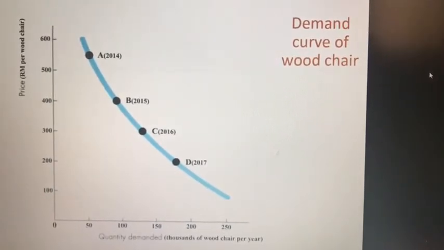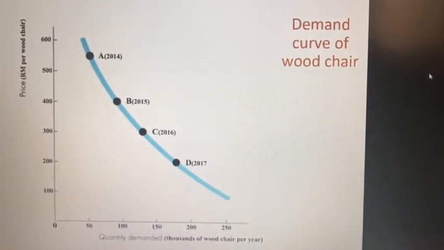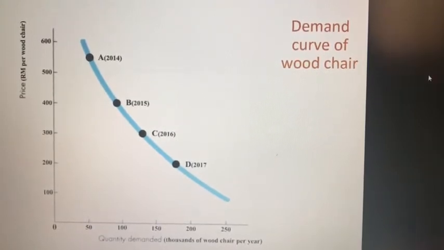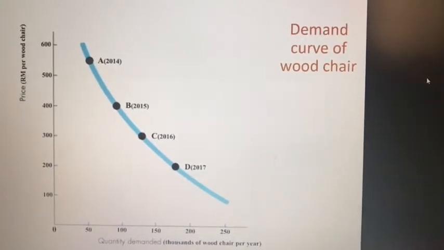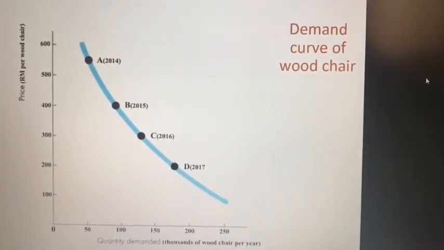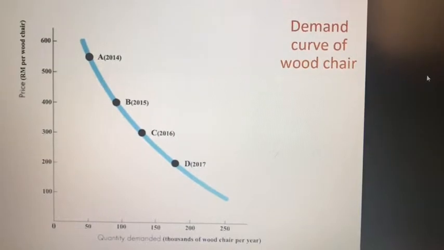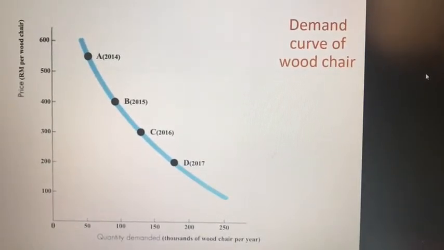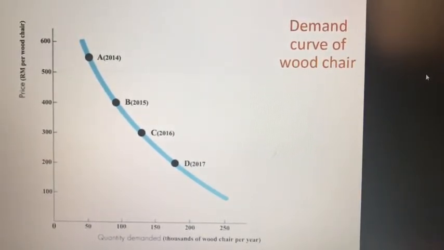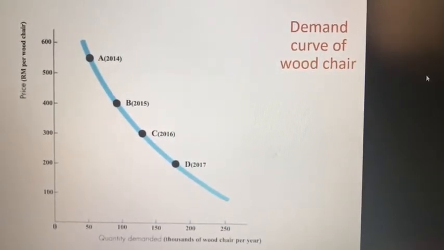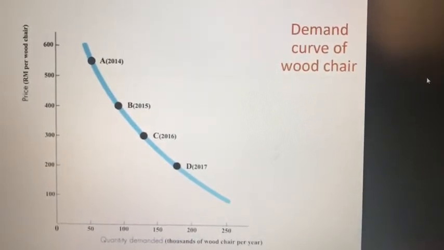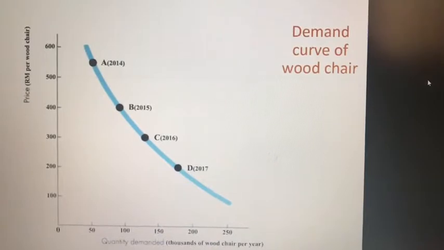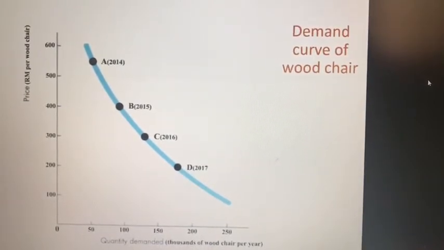2014 to 2017 years. Firstly, we can see that a fall in price, other things remaining the same, we can get an increase in the quantity demanded and a movement down along the demand curve. Secondly, when some influence on buying plans other than the price of the wooden chairs changes, there is a change in demand for the wooden chairs.